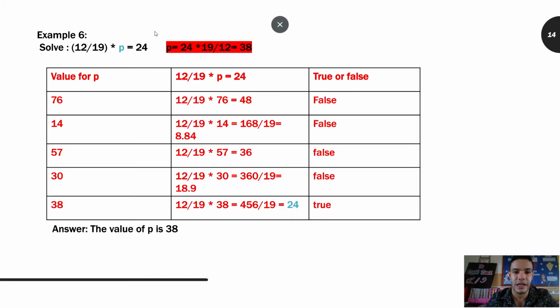Perfect. Another example that we've done as well: 12 divided by 19 multiplied by p equals 24. The same thing, you give p different values, 76, 14, and try. If it is false, you move to the next one. You keep moving until you find the right one. Okay, 38. If you substitute it, it will be 12 multiplied by 38, 456, divided by 19 is 24, so it is true. Okay, great.